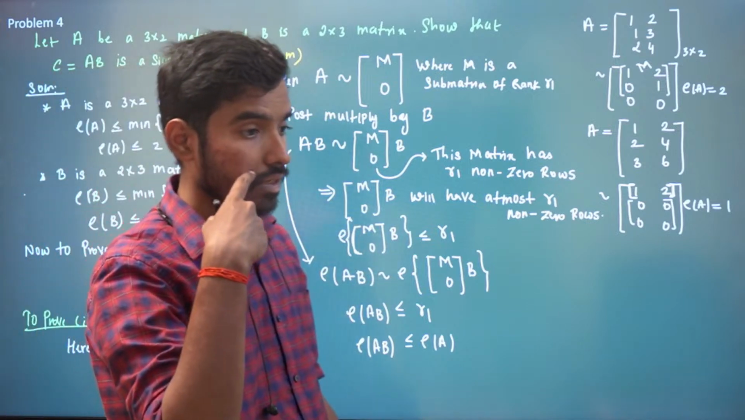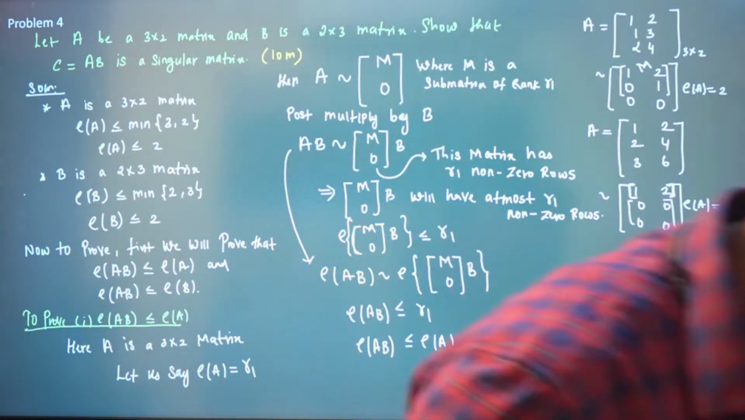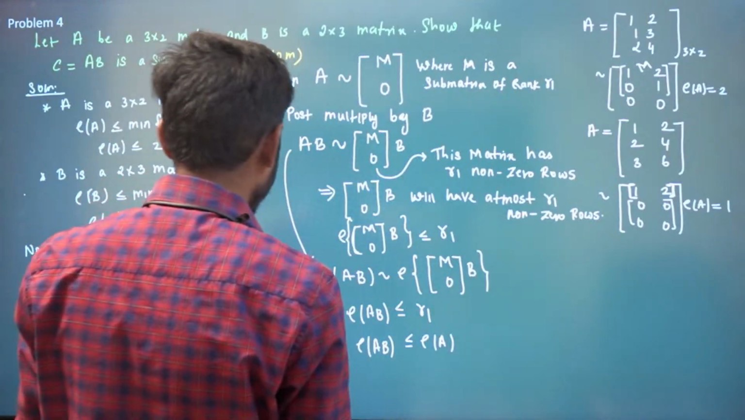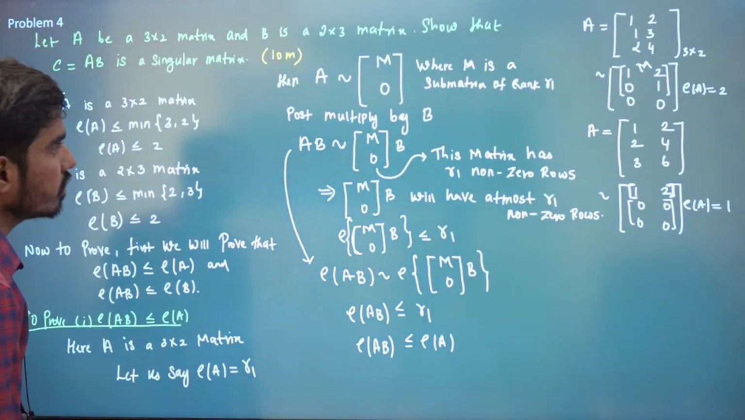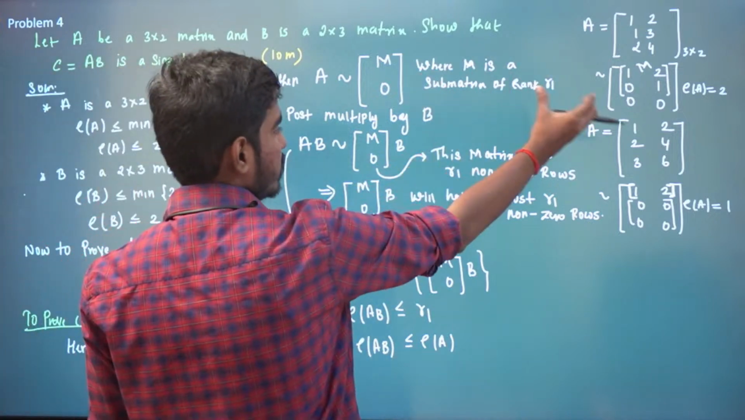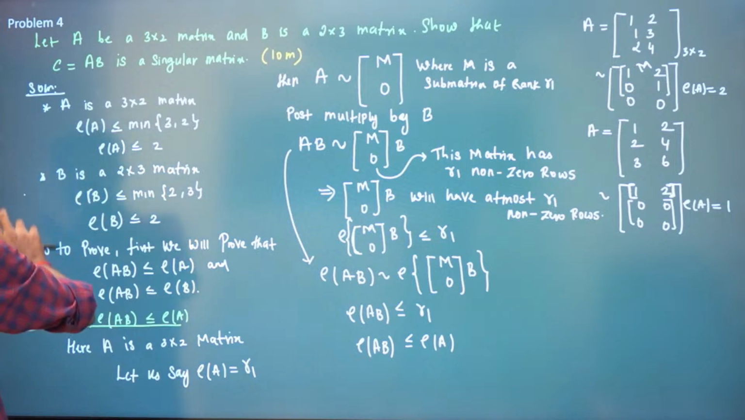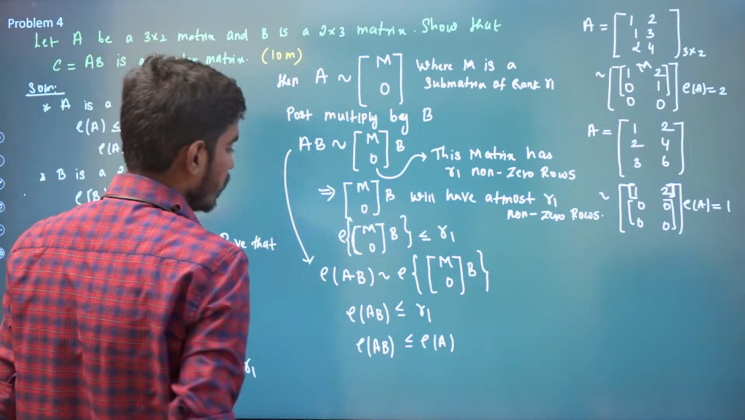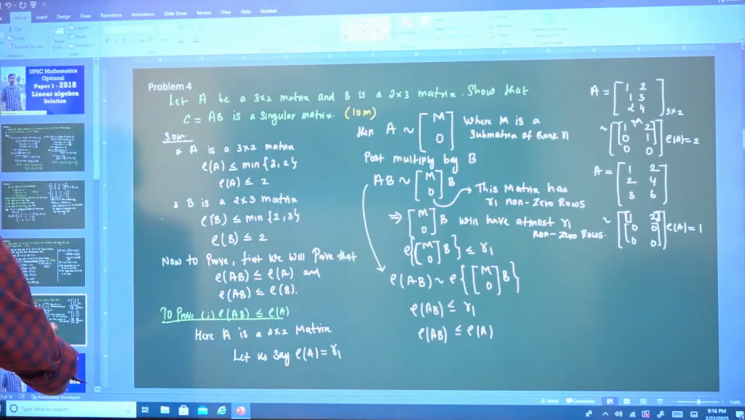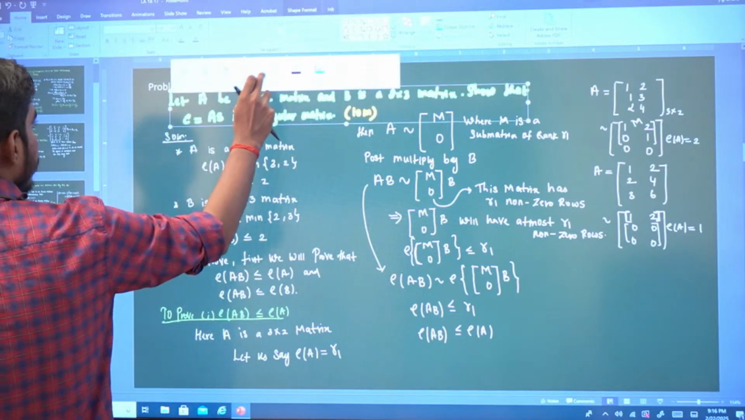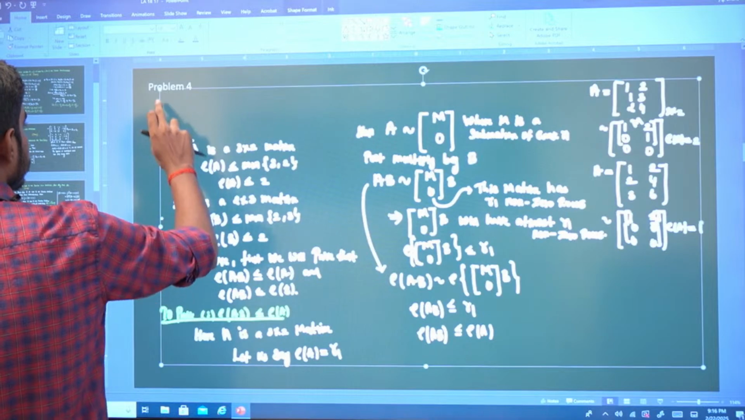Is the proof clear? So if I prove the first part, the second part is very simple. You just see this example and then you compare this with the example. So we have proved that rank of AB is always less than or equal to rank of A, right? Now to prove the second part, that is very easy.